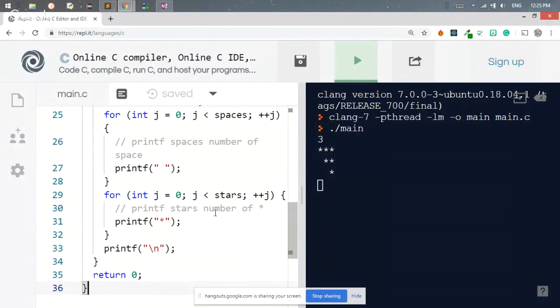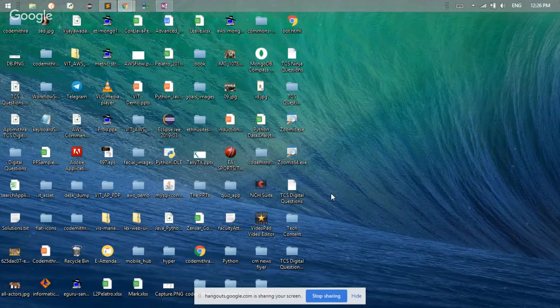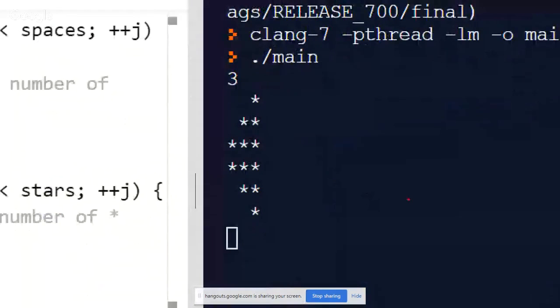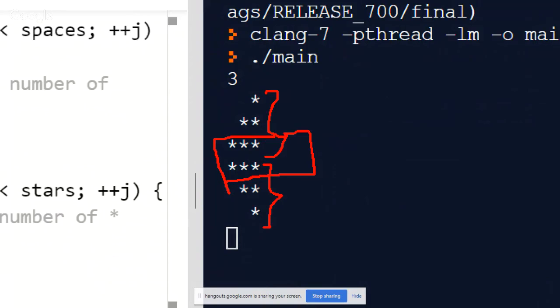So I have copy pasted the question and I have run the code and I'm going to give 3. And then this is what happens. Now, if you observe the pattern that we have got printed, we have printed the first 3 lines and we have also printed the last 3 lines. But the problem is they have asked us only to print these 3 lines one time, right?